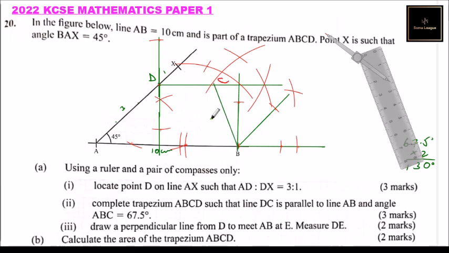So we can actually now be able to plot our trapezium. We can use a different color. So we can say this is our trapezium. Not like that. So that here, and that is our trapezium which we have constructed.